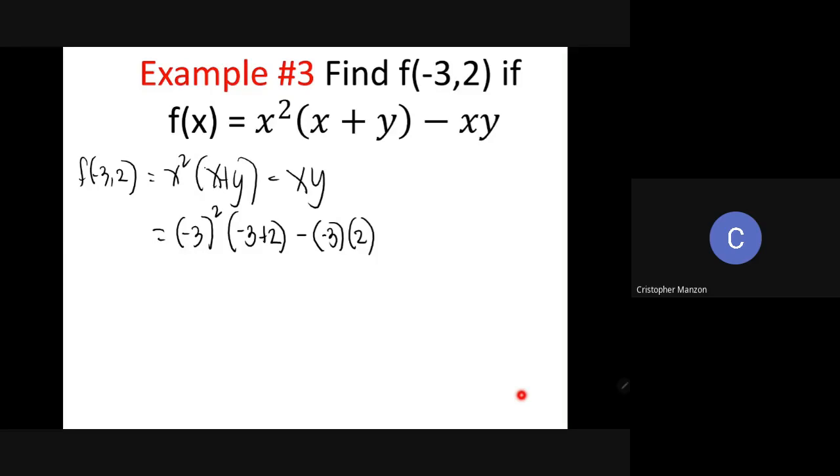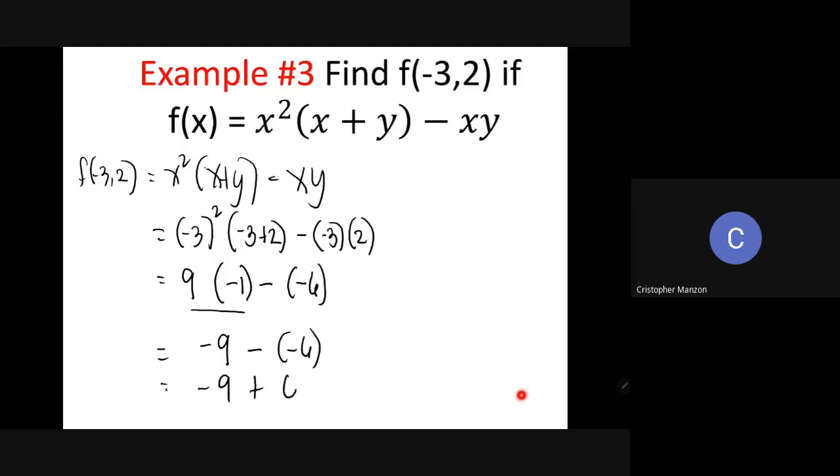So negative 3 squared, that's negative 3 times negative 3, that will give us 9. Negative 3 plus 2, that will give us negative 1. Minus negative 3 times 2, that will give us negative 6. And remember the PEMDAS, you are going to simplify first this one, which is multiplication, before we do the subtraction. So 9 times negative 1, it's negative 9 minus negative 6. So this will be negative 9 plus 6. So the answer will be negative 3.